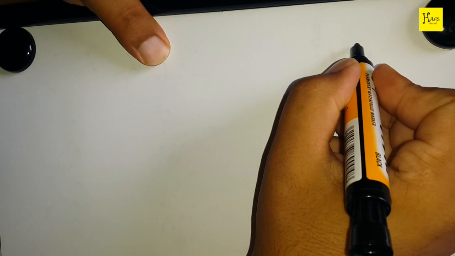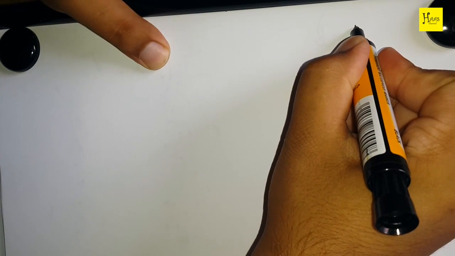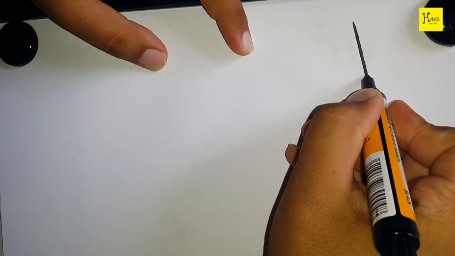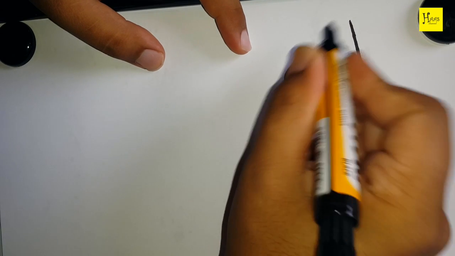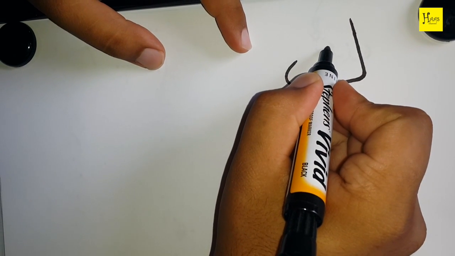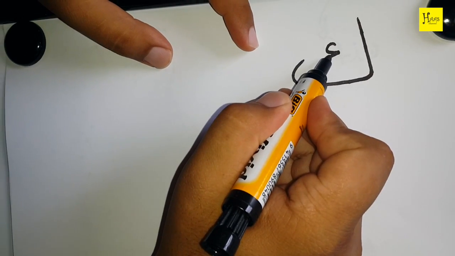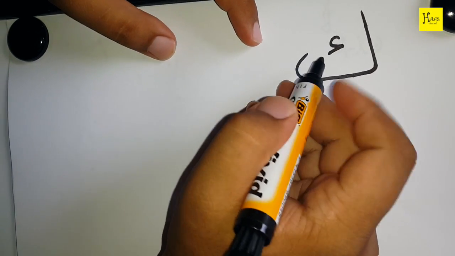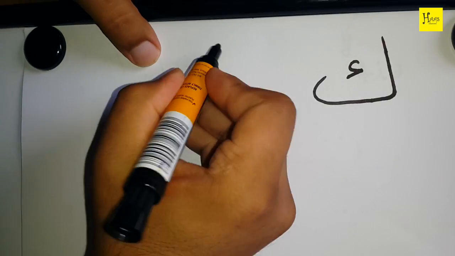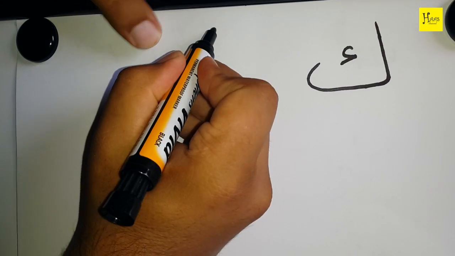Next letter is kaf. So we start with a line, top to bottom, and then we go straight. Kaf, and then a little hamza, similar to the hamza on alif. So kaf. Then lam. Now lam, look at the shape again.